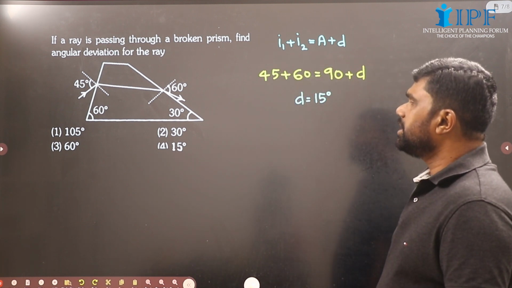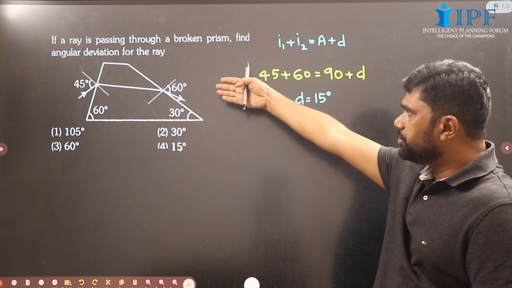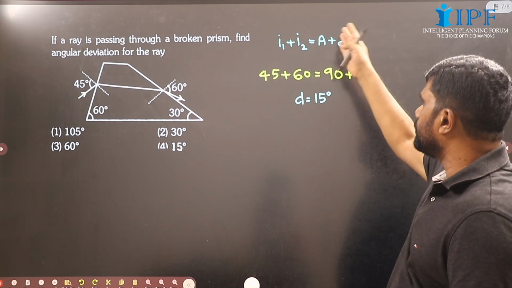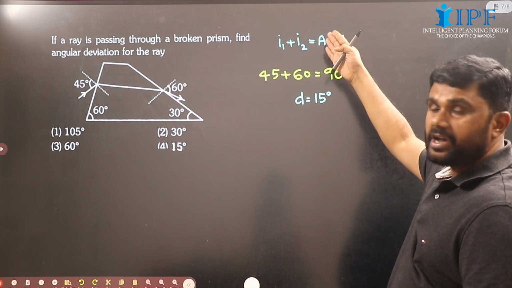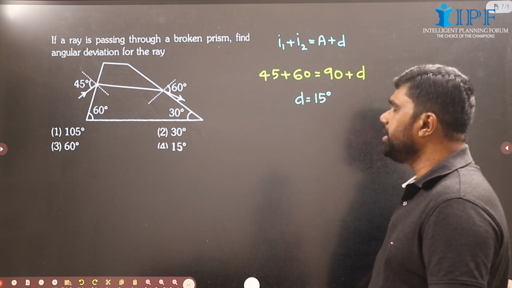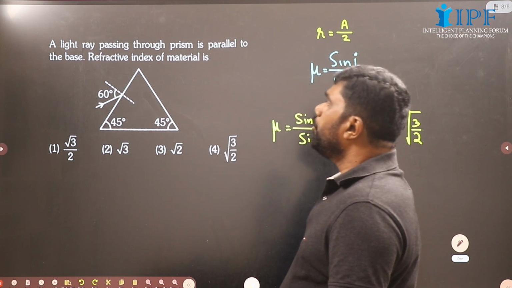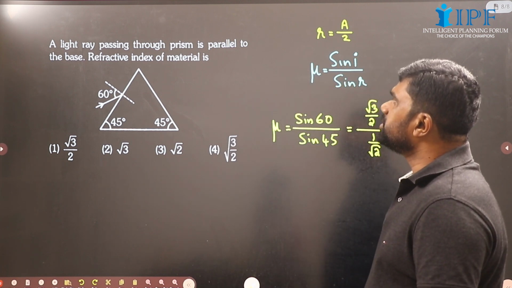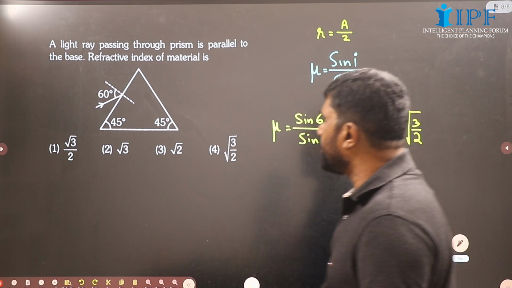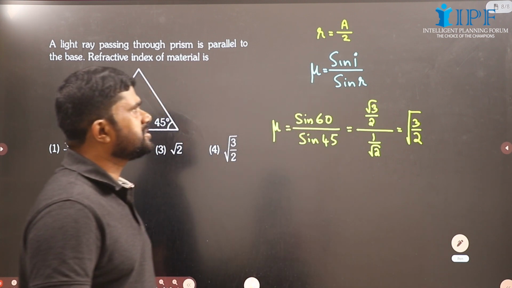And I1 is given as 45, I2 is given as 60, so I1 plus I2 equals A plus D. A we have got as 90 degrees, so deviation will be 15 degrees. Now a light ray passing through a prism is parallel to the base. The refractive index of the material of the prism is?